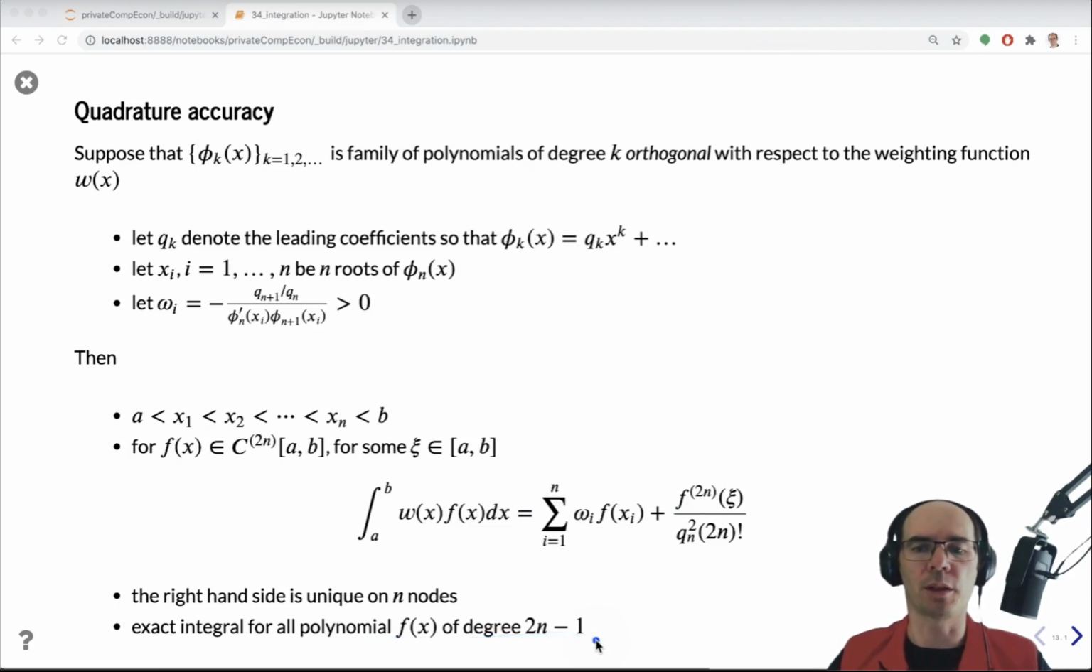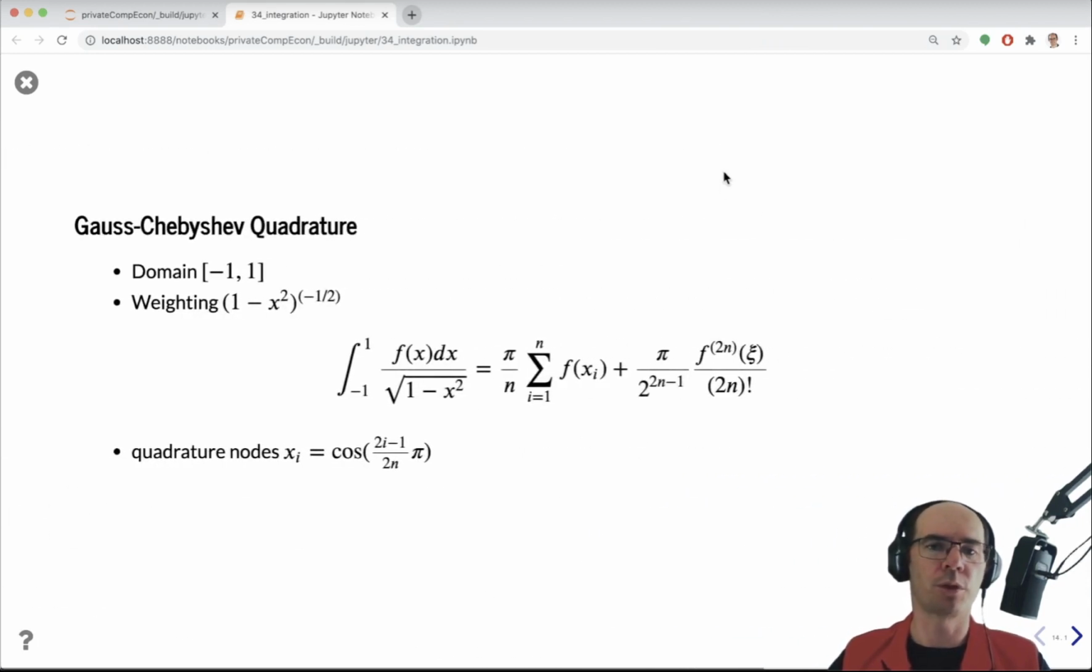And think about that. If our function of interest is smooth enough so that it is fairly well approximated by a polynomial of degree 2n minus 1, then we can exactly integrate it with only n points in the given interval. And this is the power of the quadrature approach.